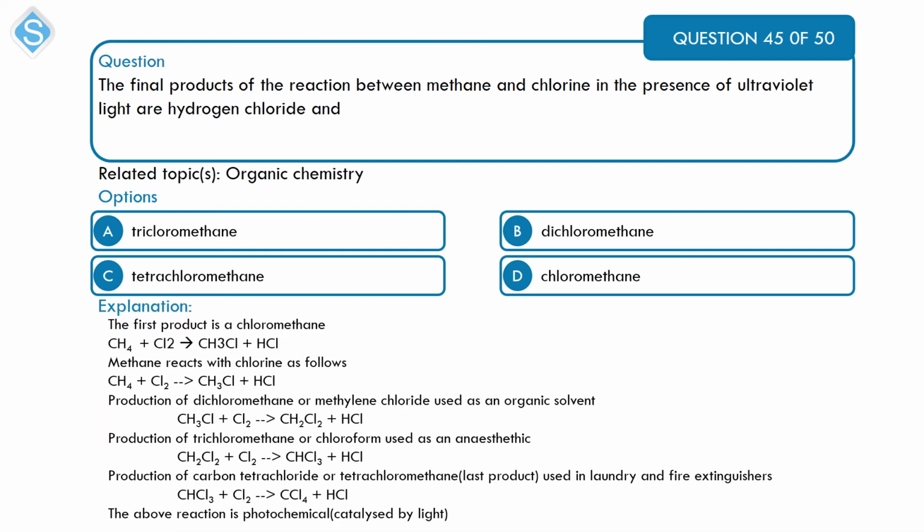Okay, so when methane undergoes substitution reaction with chlorine, forming chloromethane, that is the first product, followed by dichloromethane, and then trichloromethane, and finally tetrachloromethane. That's option C. The reaction is photochemical, that is, catalyzed by light. Then trichloromethane and tetrachloromethane are used in laundry and also in fire extinguishers.